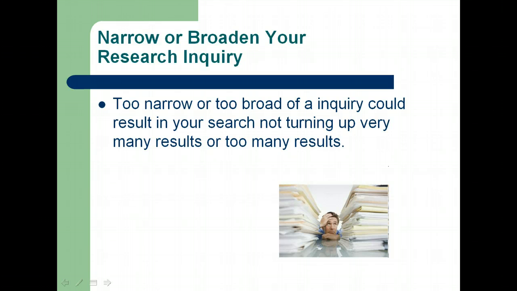Too narrow or too broad of an inquiry could result in your search not turning up very many results or too many results. If your topic is too specific, you may not find enough articles or books about it. For example, if facial symmetry and attractiveness is your research topic, consider broadening it to physical attractiveness or to beauty. If your topic is too broad, you may get too many books and articles to be useful. In the same way, narrow your search to find specific research for your topic.